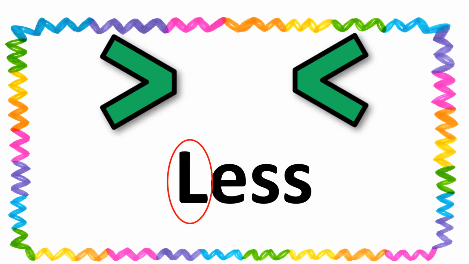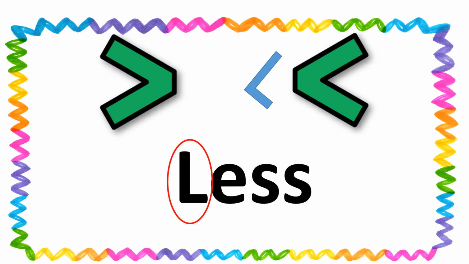We need to look and see which symbol represents that letter L. Which one looks similar to the letter L? Yeah, it looks like this one on the right. It's at an angle, a little bit squished up, but that one is going to be our less than symbol. The other symbol on the left is going to be the greater than symbol.